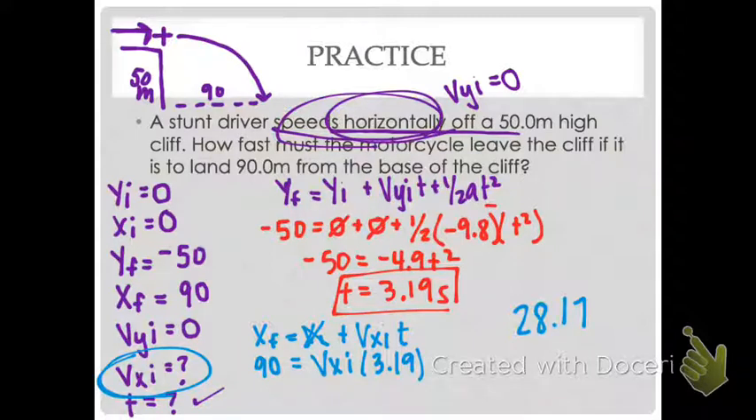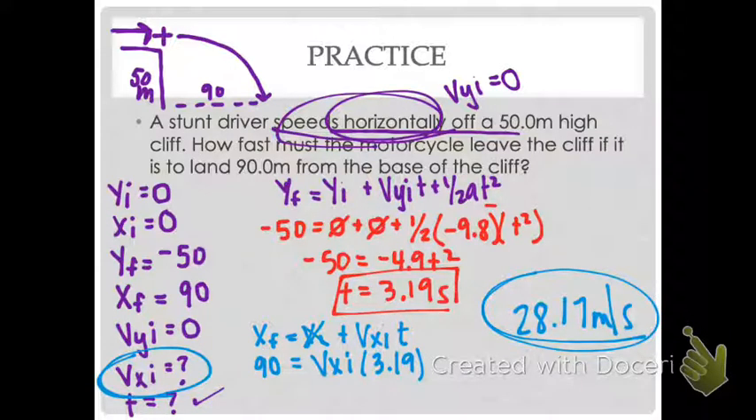What is my unit for my answer? Meters. There you go. Meters per second. Tell me, why is it meters per second? Because it's velocity. Right? V is meters per second. So our units tend to stay the same.